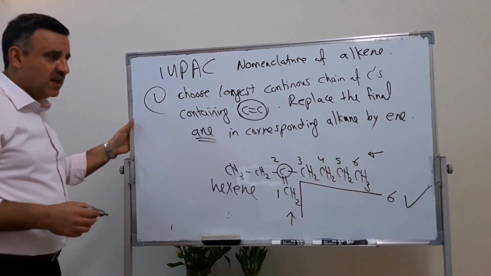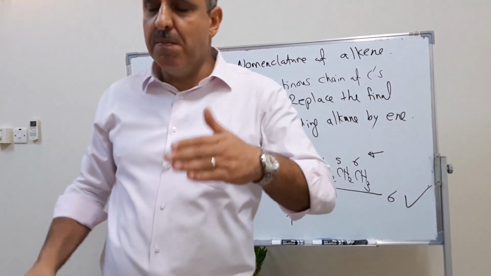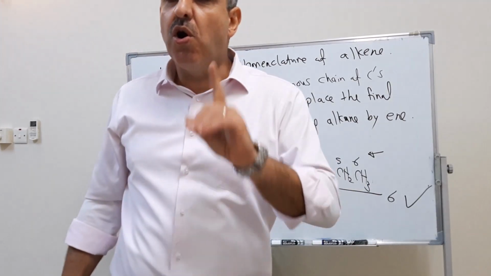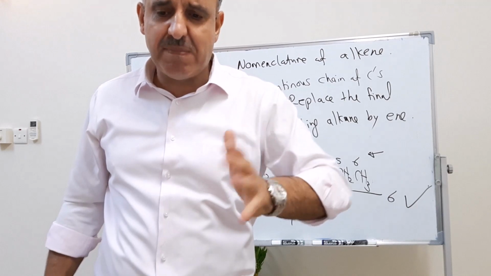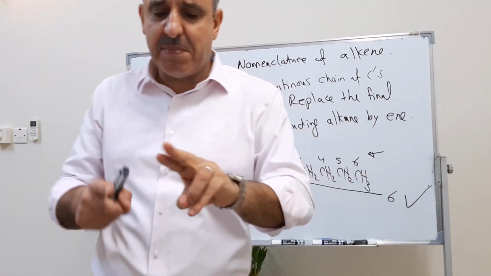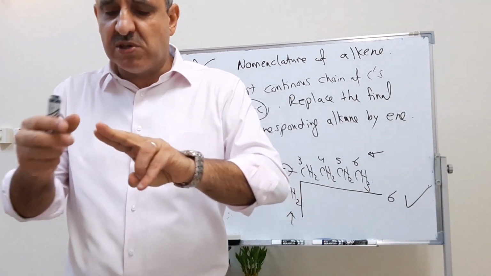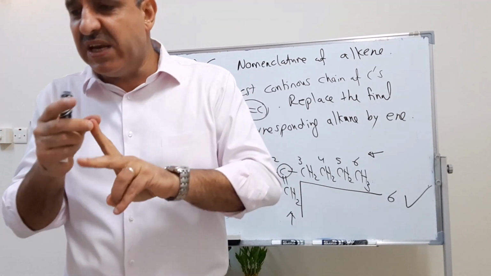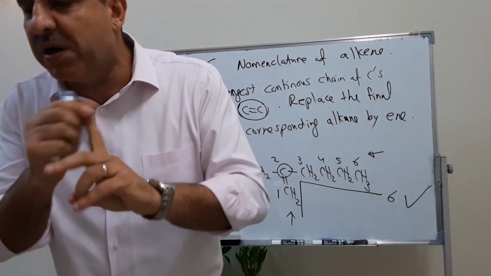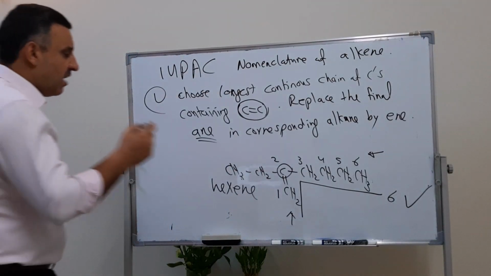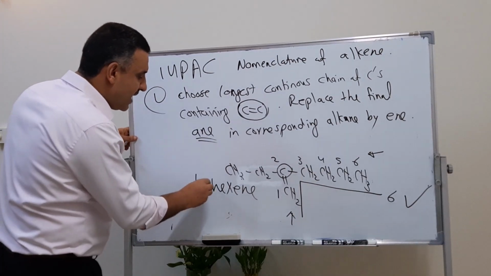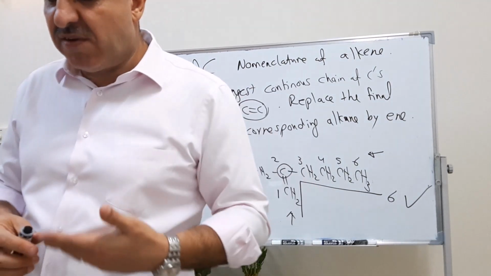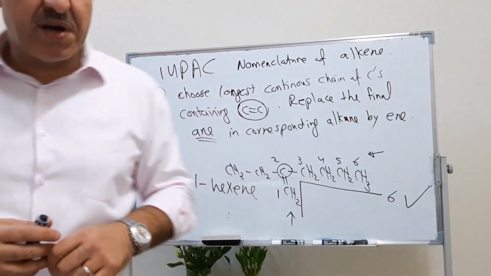So in this case, after you number the chain, you must designate the location of the double bond. Always we designate the alkene by its lower number. Because remember that this functional group is composed of 2 carbons, so there should be 2 numbers. We always designate the location of the alkene by the lower number. So in this case, our hexene here is 1-hexene. Do you follow me? So always designate the location of the double bond by the lower number.